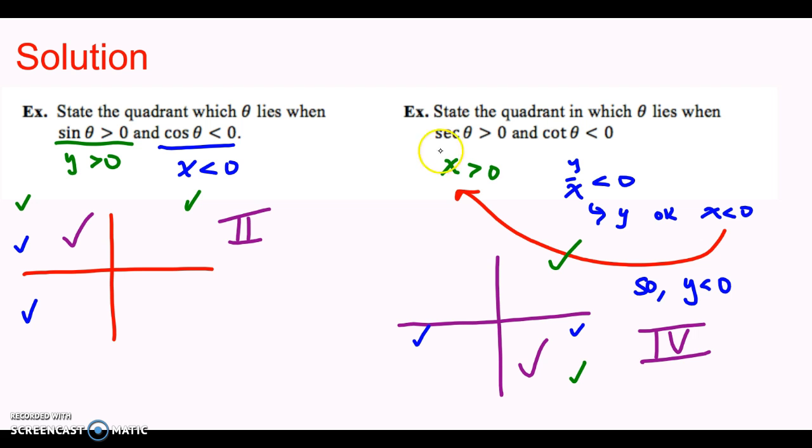Okay, hopefully you got secant theta is going to be where x is positive because secant theta was cosine, and cosine is positive in quadrants 1 and 4. That's why I have green check marks there.